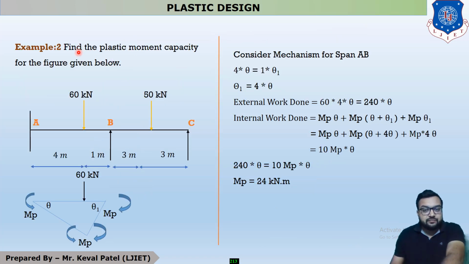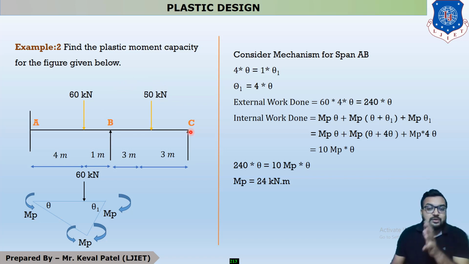Now we are moving further to our example number 2, in which it is clearly mentioned to find out the plastic moment capacity, that is MP, for the figure given below. You can see that this is the figure given in your book, or the same figure is given in your presentation. This is your fixed support A junction, this is your intermediate support, B junction, and this is your simple support, C junction.